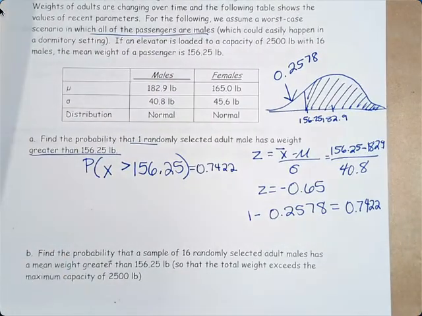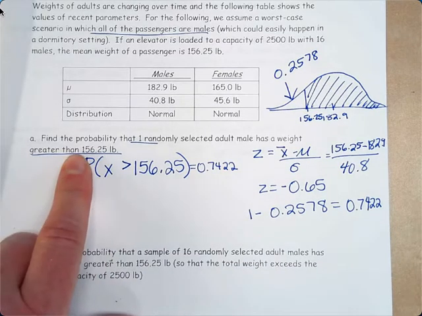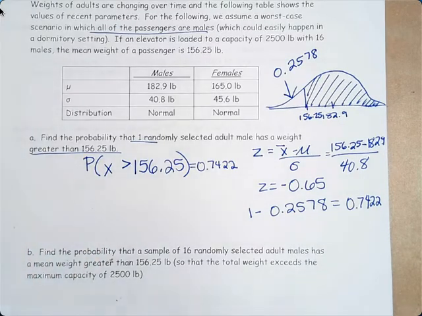So that seems like a pretty good probability, right? Find the probability that one randomly selected adult has a weight greater than. So is that a good thing or a bad thing for this elevator situation? Yeah, that's bad. That means more than half of randomly selected males are going to weigh more than this, which is not good in this situation. They're going to overload that elevator.